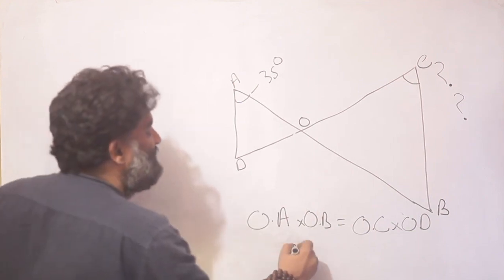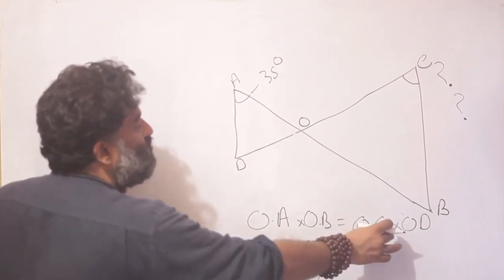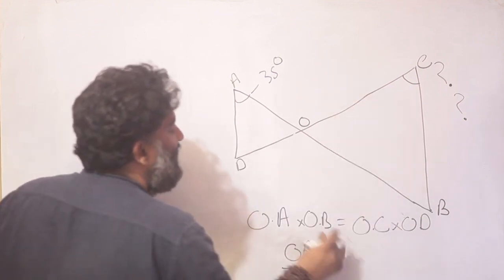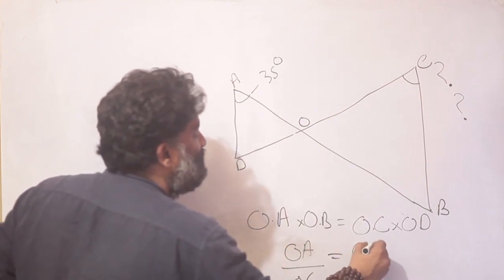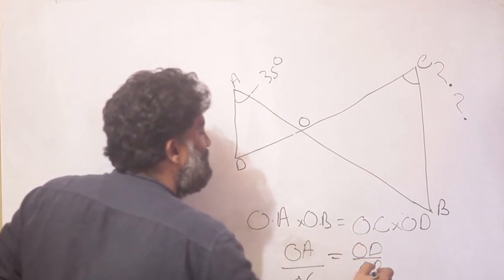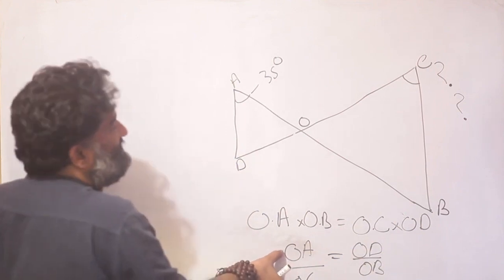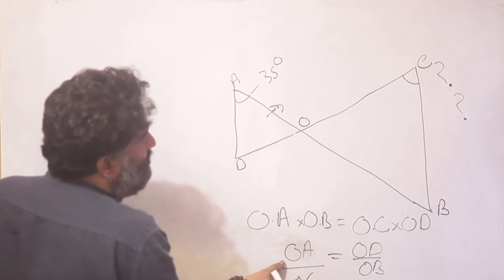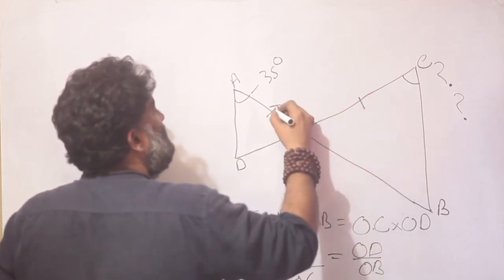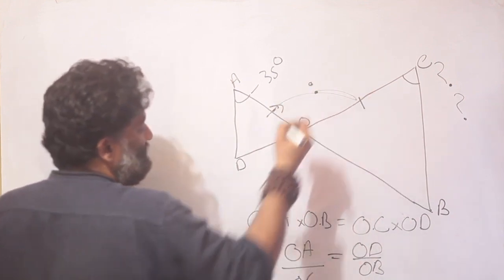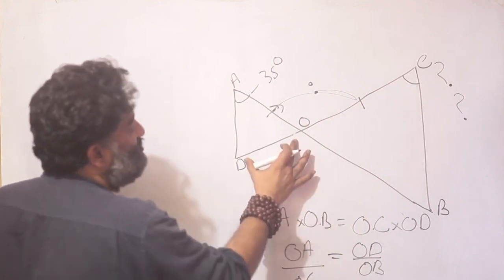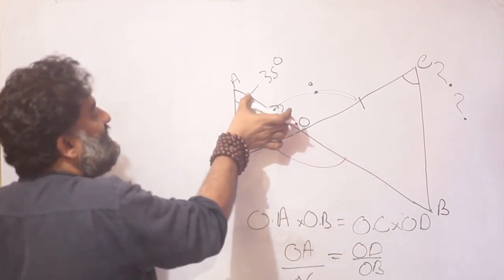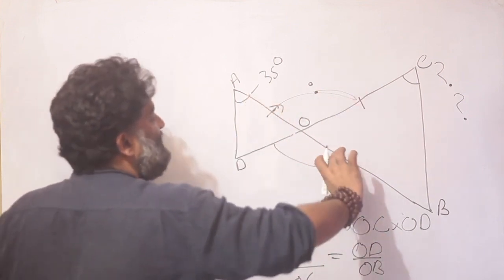So write this down as OA. Move this OC here, so you have OC below OA, and move this OB on the other side, so you will have OD upon OB. If I notice this, OA this side upon OC this side, the ratio of these two sides is the same as the ratio of these two sides, OD and OB. That means the ratio of two sides is equal.